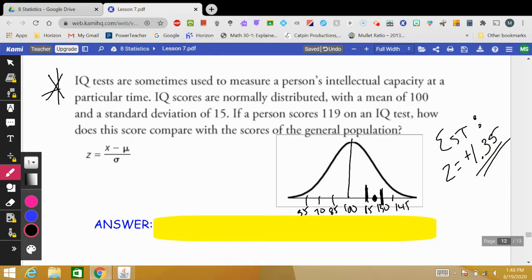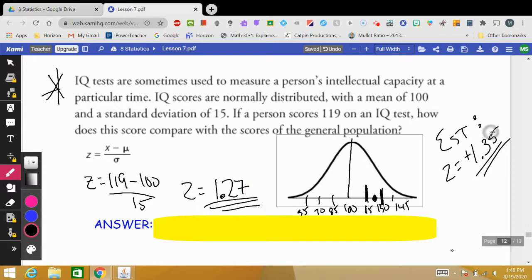Okay? To figure out exactly where they rank, we would have to use our Z-score formula. So we're going to go 119 minus 100 divided by 15. So what is their Z-score? Their Z-score is 1.27. Okay, so that was a pretty good estimate, but this is the actual. Okay, so they are 1.27 standard deviations above the mean.